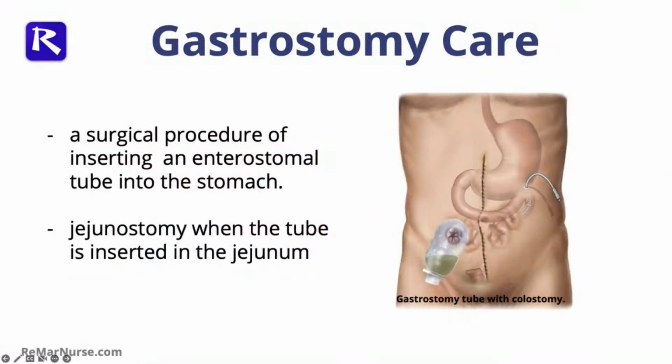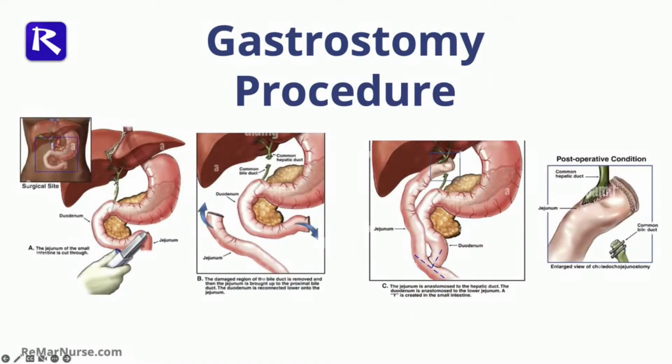Now, let's talk again about what that procedure may look like for my visual learners. We are literally going to enter into that abdominal cavity. We are going to access either parts of the stomach or the jejunum, like I said, and we're going to be inserting the tube into that space.